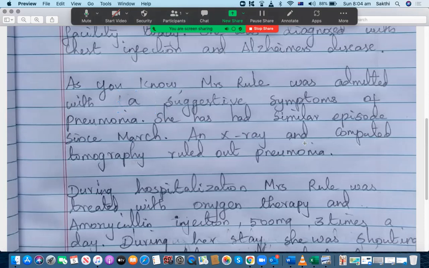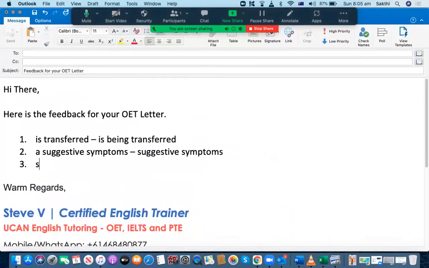Okay, suggestive symptoms of pneumonia, that's good. She has had similar episode since March. So let's say, is it one episode? Because episode is going to be a countable noun. If it was a plural noun, you should have used episodes. If it was only one episode, you should say she has had a similar episode. In this case, it wasn't clearly told.